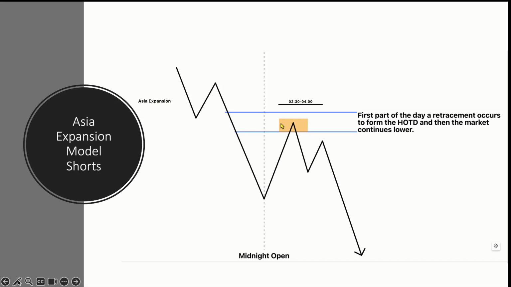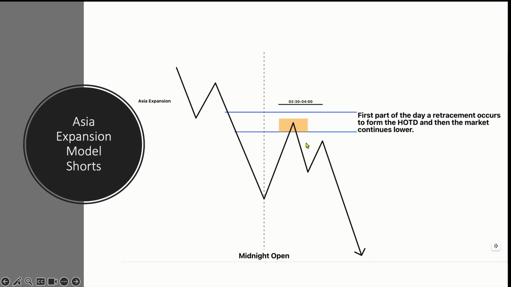This run higher traps retail buyers into believing that higher prices are likely to be next during the London session. The market reprices into that inefficiency. A lower time frame market makers sell model smart money reversal forms inside of that FVG. And from there on, we want to see sell side delivery occur.